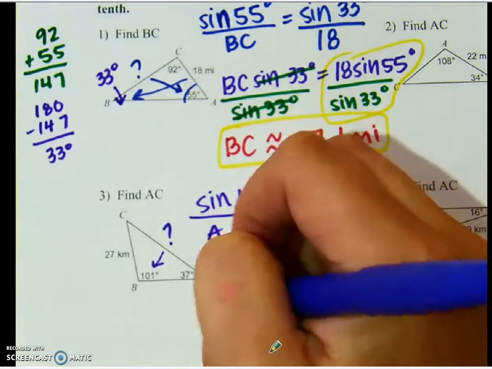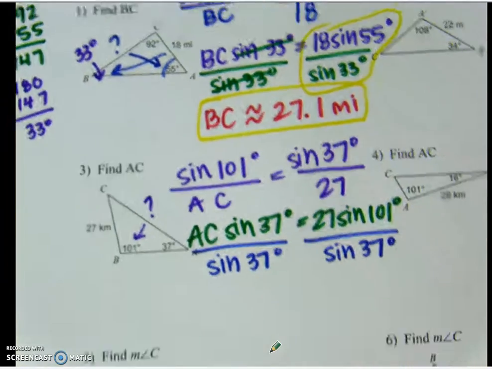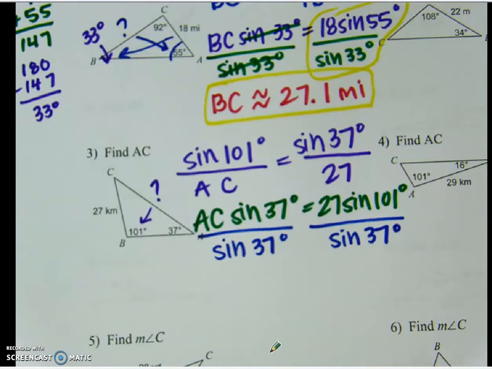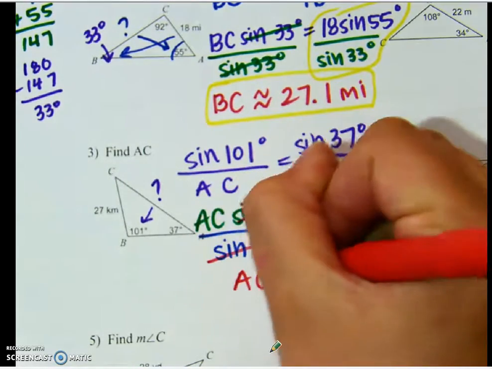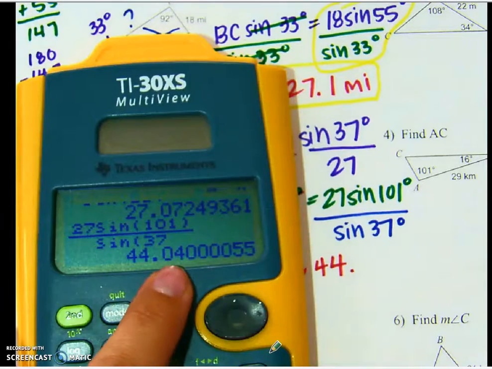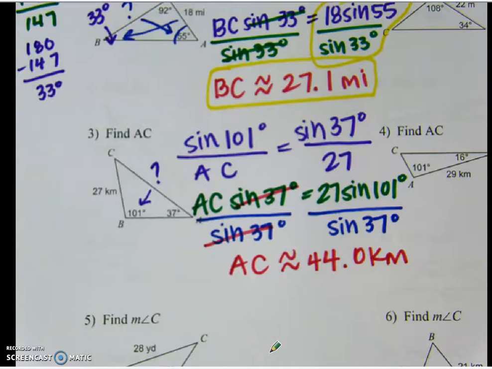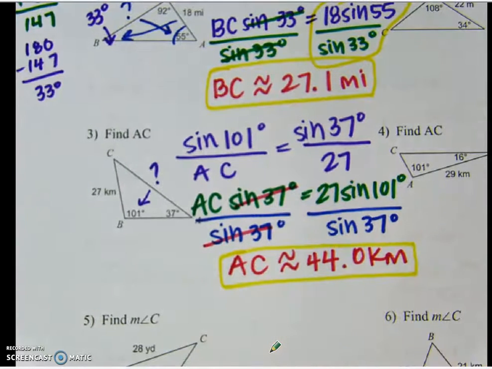Then we're going to divide by sine 37 on both sides. And then in the calculator, I'm going to type 27 sine 101 over sine 37. So remember, these are canceling, and AC will be about 44. It's 44.04, which is technically still 44.0, because it'd have to be 5 to round up, and then kilometers. Okay? All right, let's do one more where I need to figure out that third angle again.